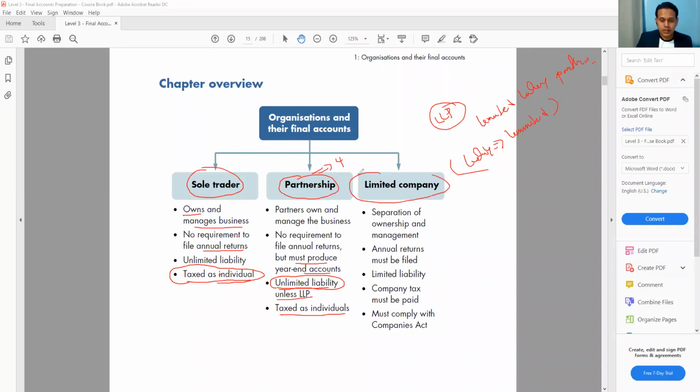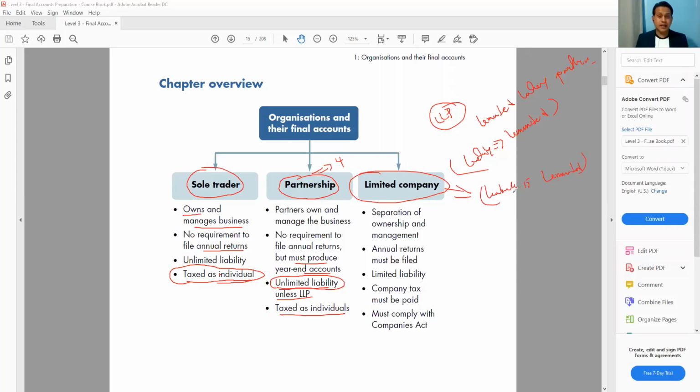Then the last one we have is limited company. This one is quite popular, and almost every single person wants to start a business with a limited company. The main advantage here is the liability is limited.